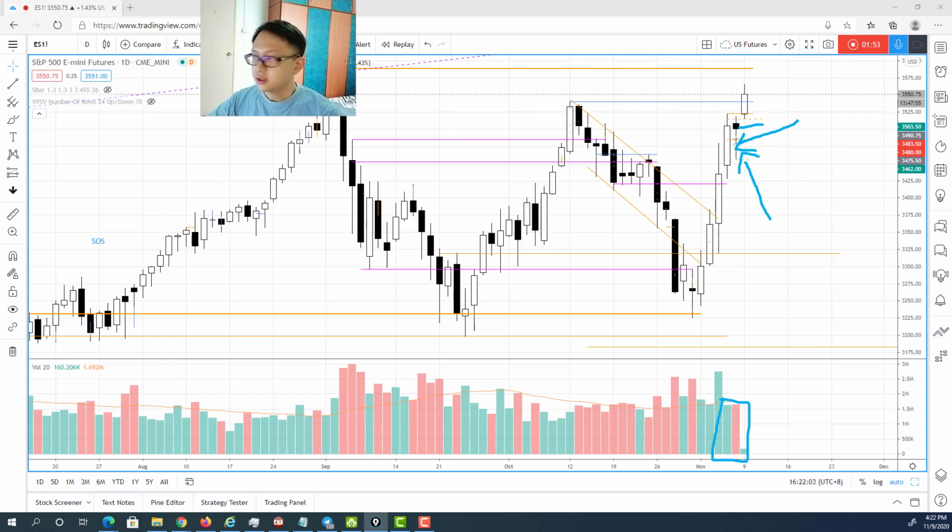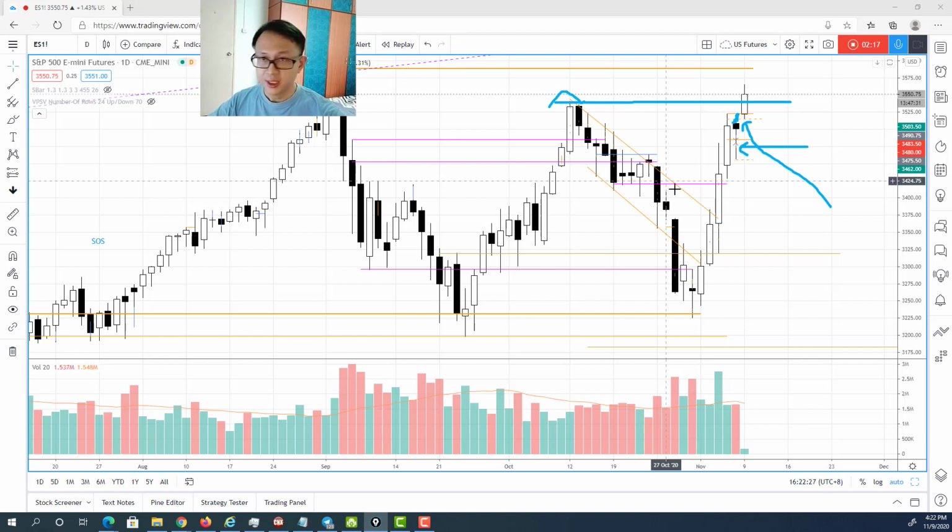So definitely there is demand come in, some buying happening there, and eventually you can see that the buying actually just reflected in today's gapping action. So today we have a gap up and then breaking out of the previous swing high resistance here. Which I will elaborate a bit more in the later part of the video during the current market condition.